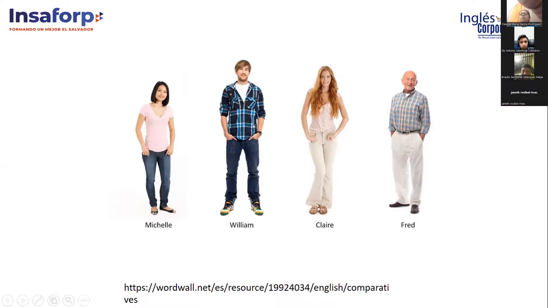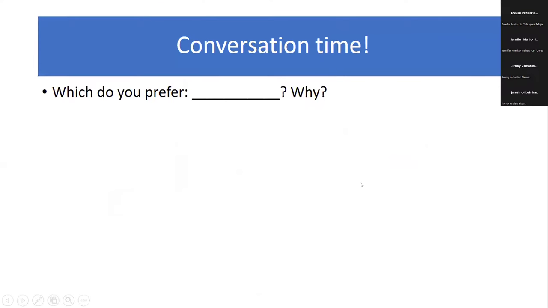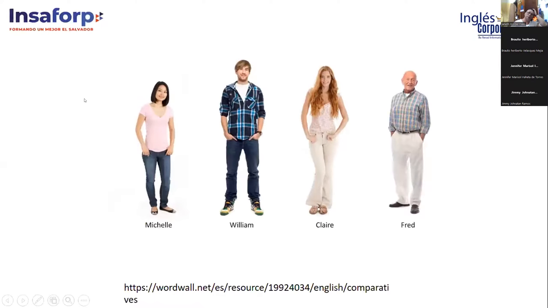Other examples. What about the hair, the height, the appearance? William is older than Michelle. Can you repeat, please, Claudia? Michelle is smaller than William. Ah, okay. Michelle is shorter. Shorter. When we talk about the height, cuando hablamos de la altura, usamos tall and short. So we say Michelle is shorter than William. Excuse me. Okay, other ones?